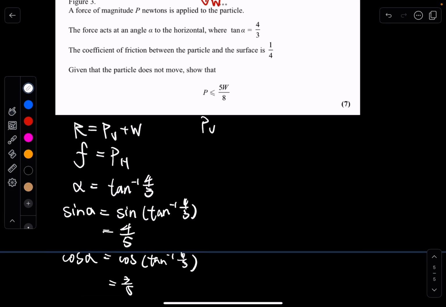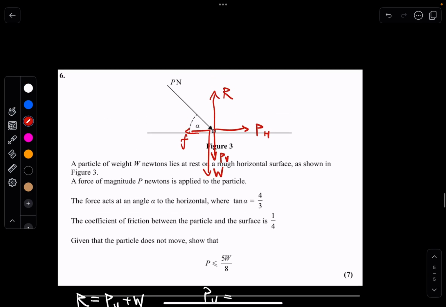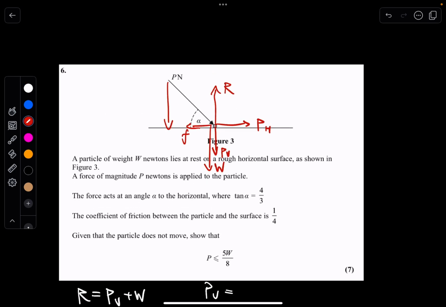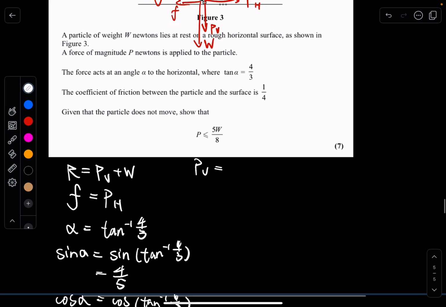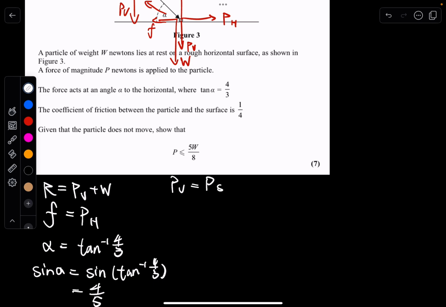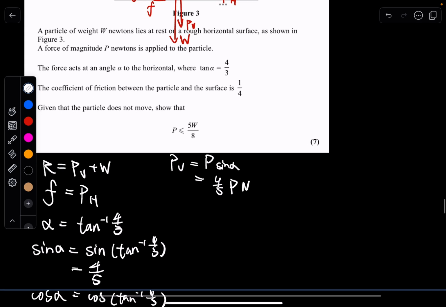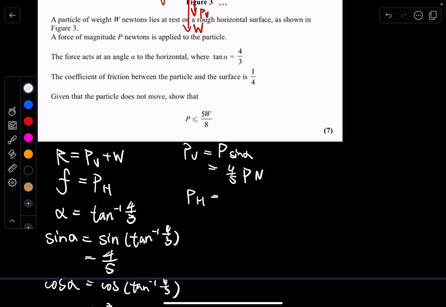We know that PV would equal to, let's see, alpha is here, right? Let's move this arrow to the left, then we will see that the angle alpha is facing PV, right? So that means we use sine. So PV will equal to P sine alpha, which is 4/5 P. And then PH will equal to P cosine alpha, which is 3/5P.